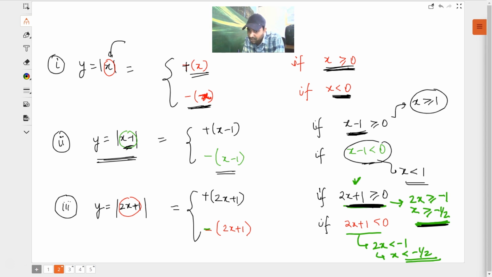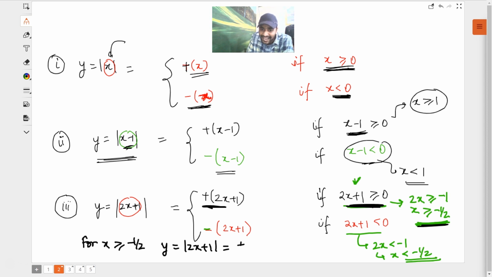And when this thing is positive, I'll write the modulus as this. That means for x greater than or equal to minus half, I can write y equals the modulus of 2x plus 1 as plus of 2x plus 1. Everybody agree with me or not? For x less than minus half, whenever x is less than minus half, I can write this modulus as what, guys?